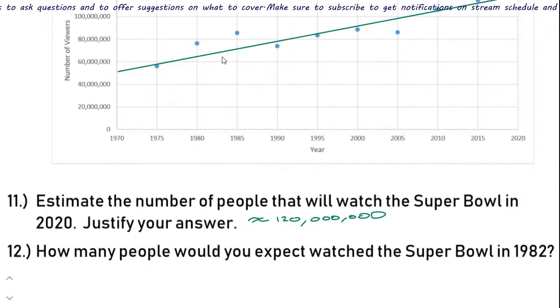And how many people would you expect to watch in 1982? So if we looked at 1985, half would say about 83, so 82 is somewhere in here. So we can say about 68, because these are by 20 million. So I'd say about 68, because it's just under half. Then that would be 70 million. So I would say about 68 million.